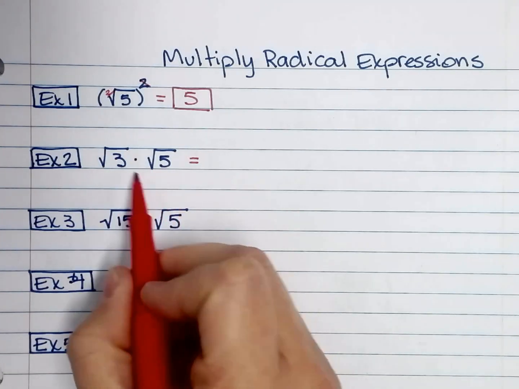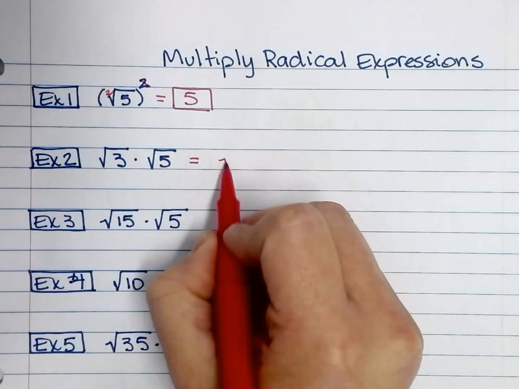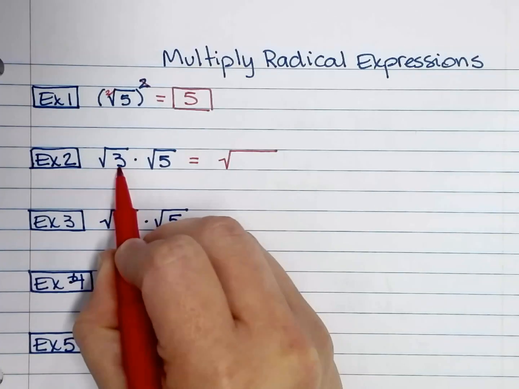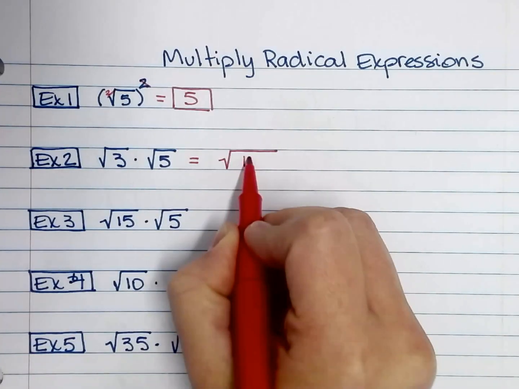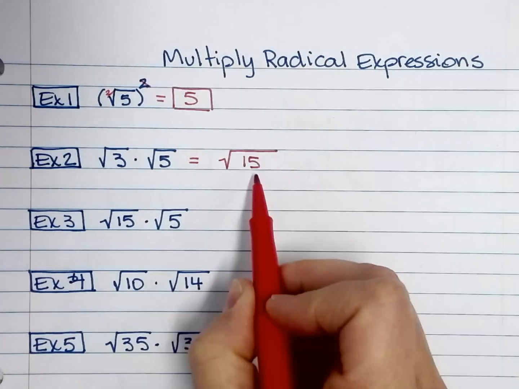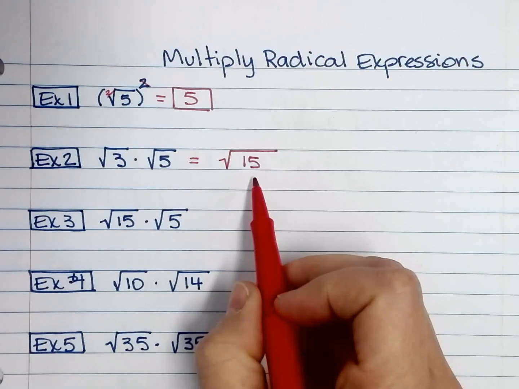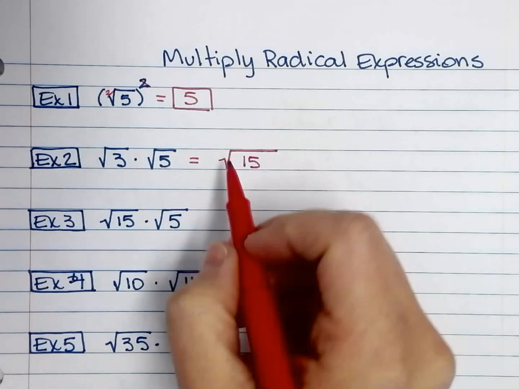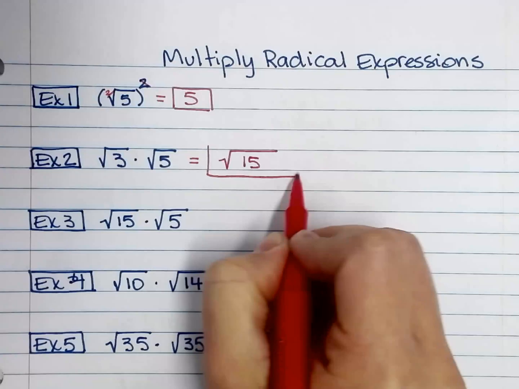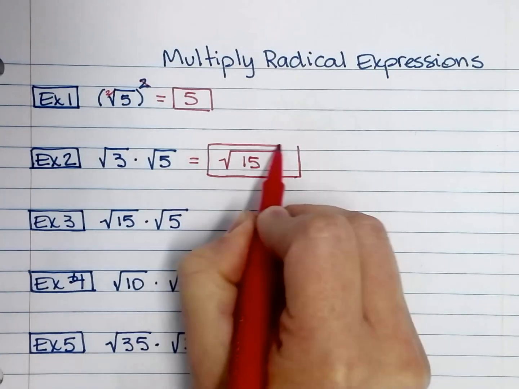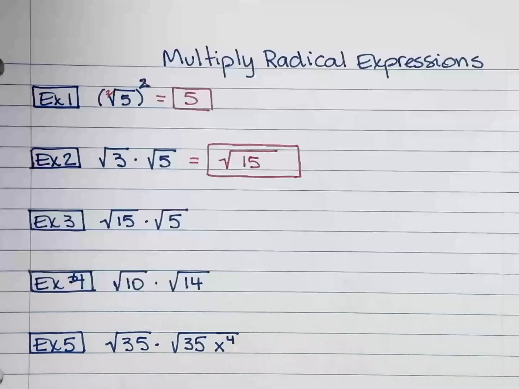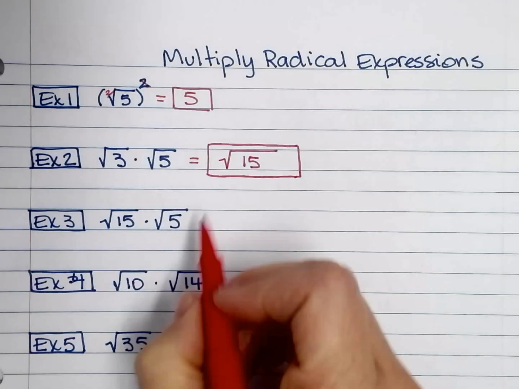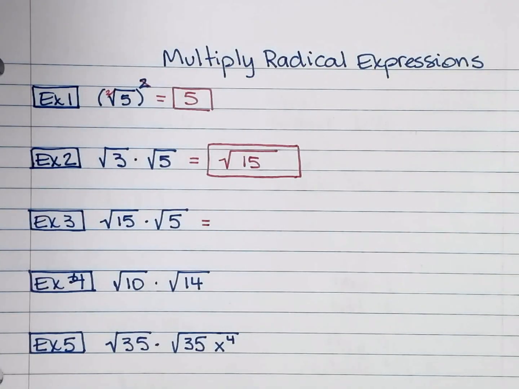Okay, this one, we're going to multiply what's inside the square root. So simply 3 times 5, that's square root of 15. Now you need to ask yourself, can I simplify that square root? And in this case, no, because 15 is just 3 times 5, and they're both prime. There's nothing I can do to simplify that any further.